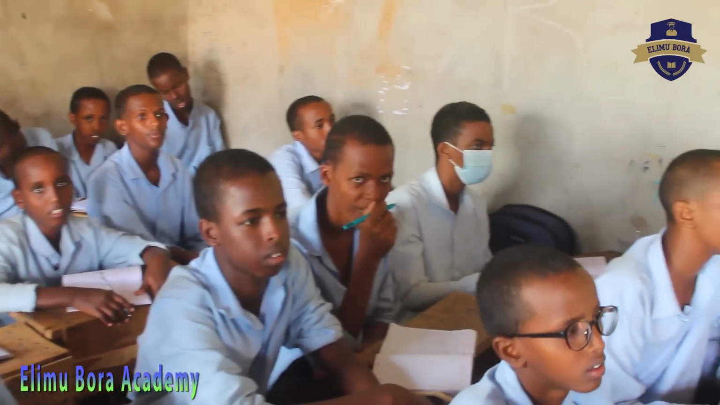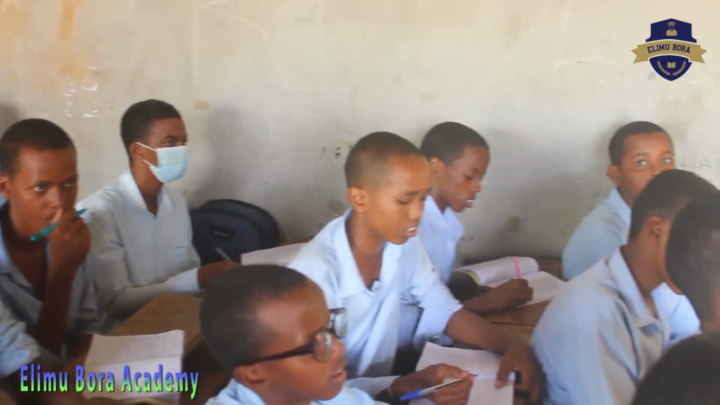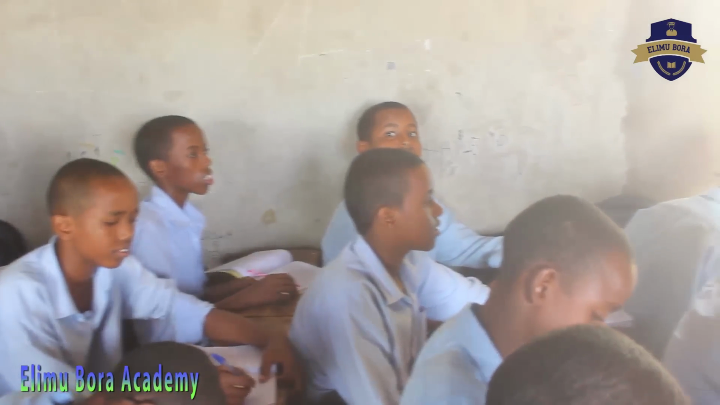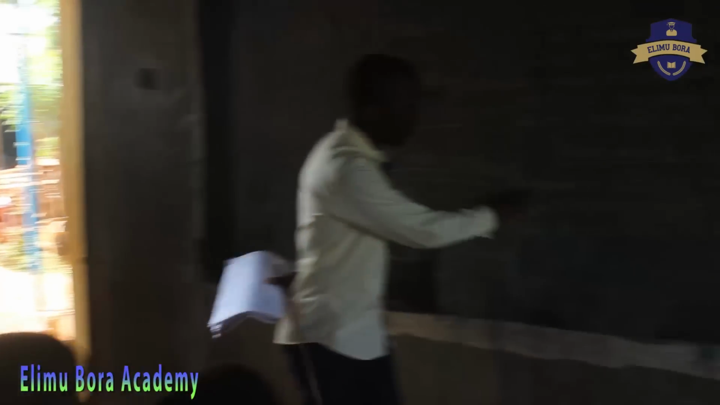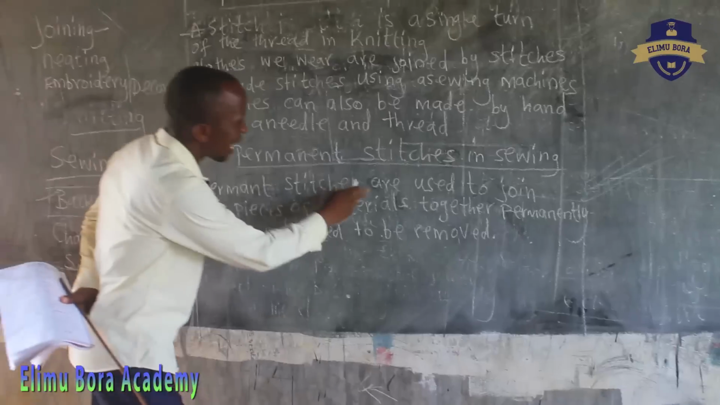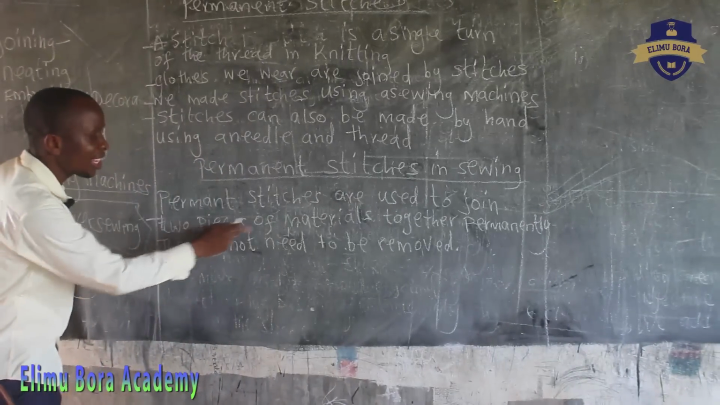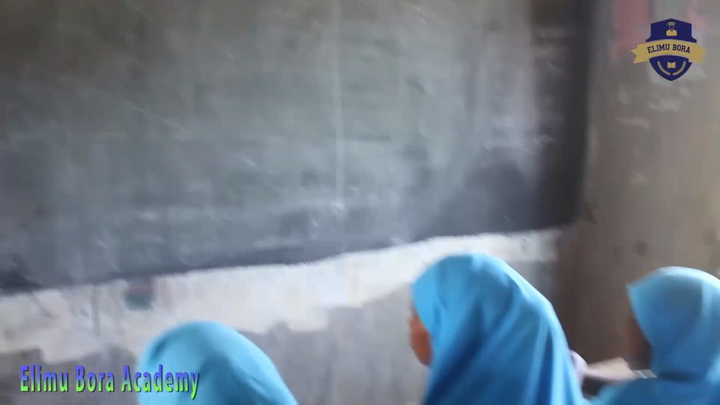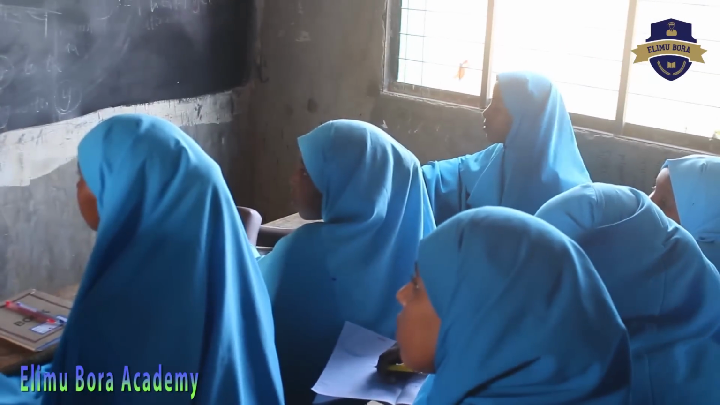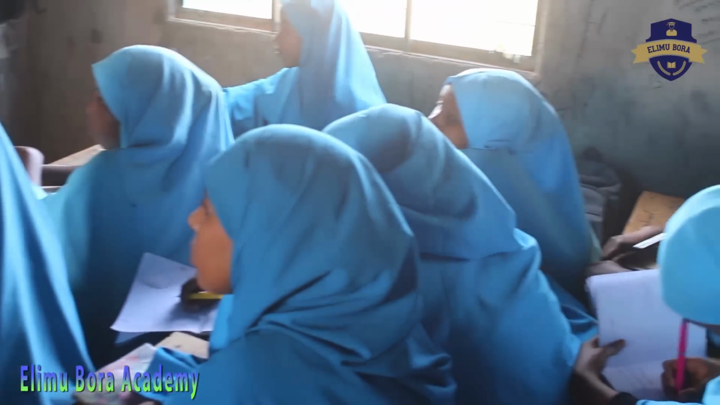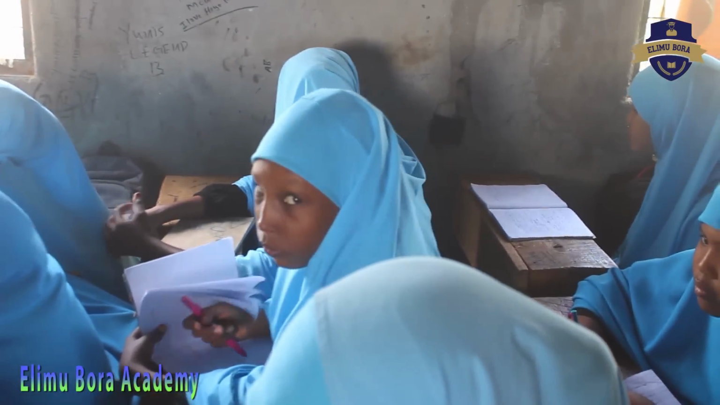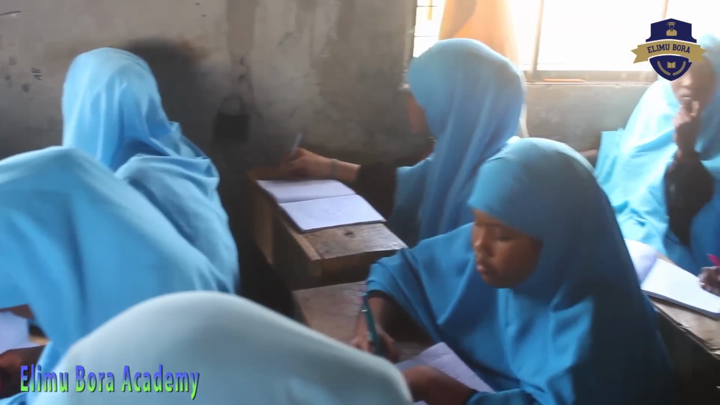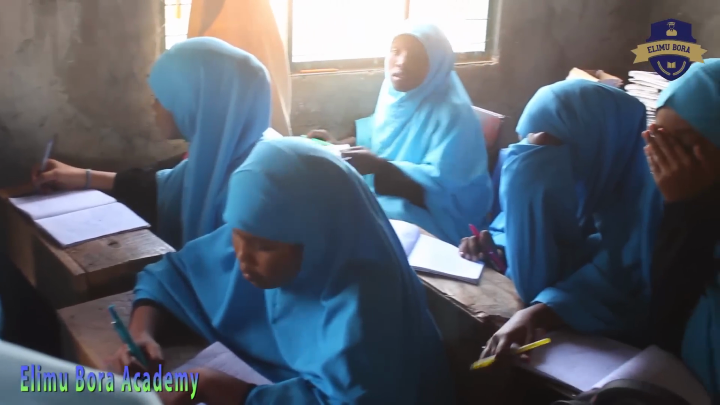So we have permanent stitches in sewing. What are permanent stitches in sewing? Permanent stitches are used to join two pieces of material or two pieces of the garment together permanently. They do not need to be removed.